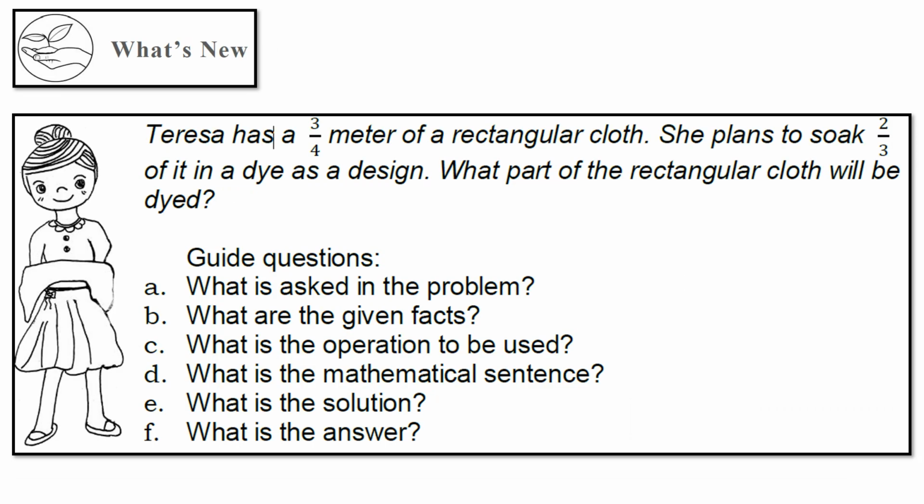Now, I'll be going to read a problem. Teresa has a 3/4 meter of a rectangular cloth. She plans to soak 2/3 of it in a dye as a design. What part of the rectangular cloth will be dyed? These are the guide questions. A. What is asked in the problem? B. What are the given facts? C. What is the operation to be used? D. What is the mathematical sentence? E. What is the solution? F. What is the answer? Hala, tara, simulan na natin ang ating pagkatuto.